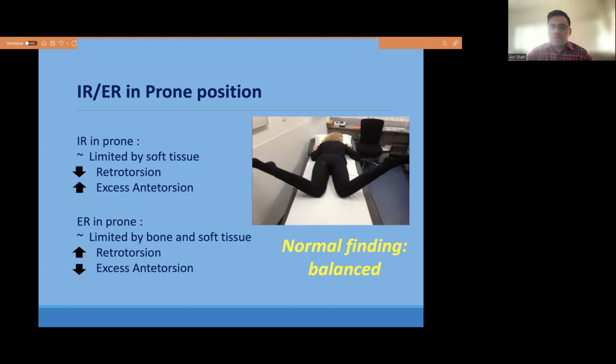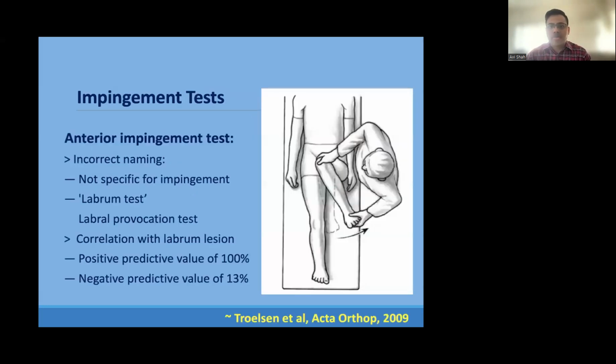External rotation, when we check in the prone position, usually is limited either by a bony factor or a soft tissue factor, the bony factor being the greater trochanter, sometimes hitting on the ischium. It increases in retroversion and can be reduced if there is excessive anteversion. In prone position, by and large, in this age group, your normal finding is that the rotation should be balanced on either side, usually 40 odd degrees on both sides.